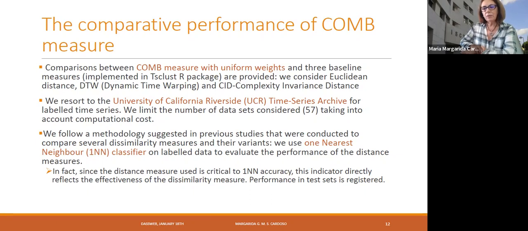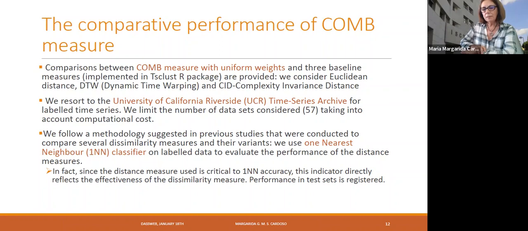The data sets we are using to compare these distances refer to several domains, and they have several dimensions: training, test, and length. And we limited the number of data sets due to computational cost and considered 57. And they were, after this, divided into data sets with 2 and more classes. They are quite balanced in this way. So we follow this methodology, which is used in previous studies to compare distances, meaning we use the one nearest neighbor classifier on labeled data to evaluate the comparative performance of these 4 distances.